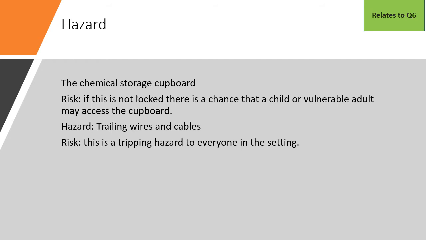The chemical storage cupboard: the risk, if this is not locked, is that there is a chance a child or vulnerable adult may access the cupboard. And obviously if it's got chemicals in there, they could get hold of the chemicals. And another hazard, trailing wires and cables. The risk is that this is a tripping hazard, so it's a risk to everyone in the setting. Somebody could trip over it.